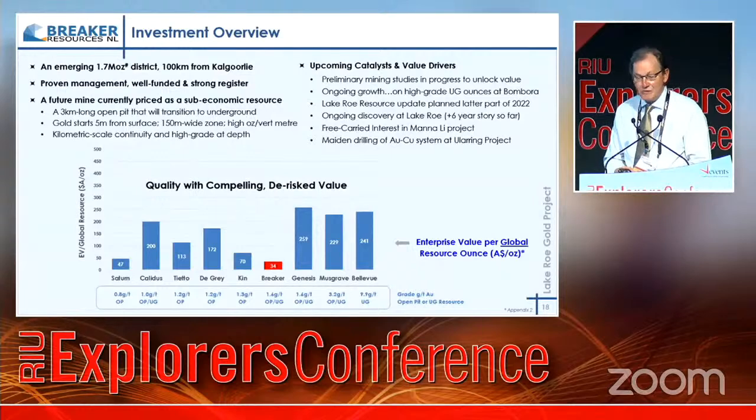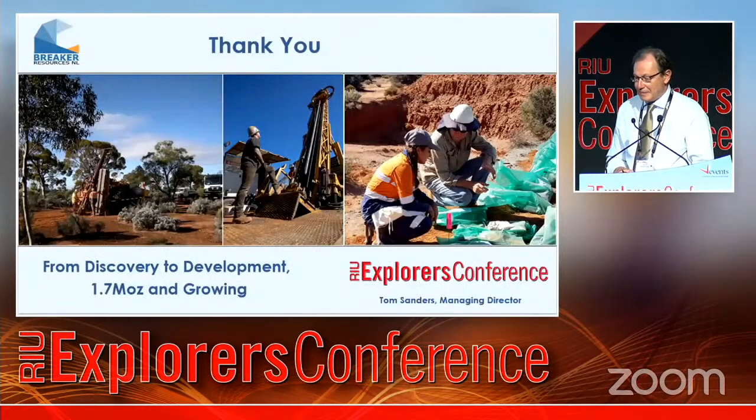So it's an emerging district, proven management, well-funded, strong register. It's a future mine priced as a sub-economic resource, and that is a low-risk investment currently that can add multiples. $30 is a sub-economic resource. $100 is an okay resource in the current market, as you can see, but can be well north of that, and therefore several multiples on where the share price is currently. Upcoming catalysts, as you can see there.